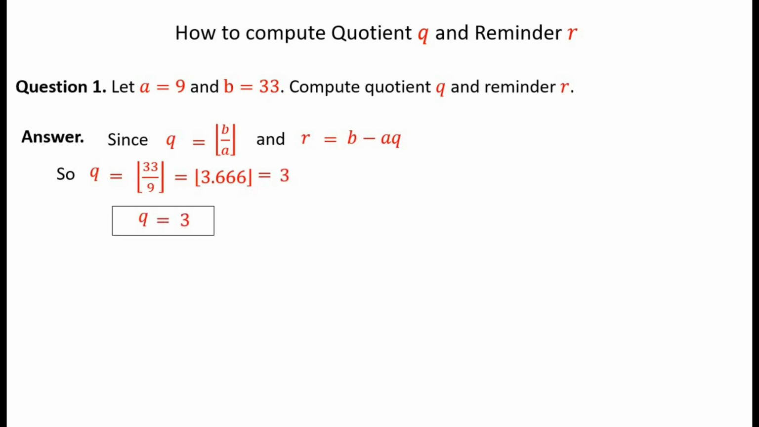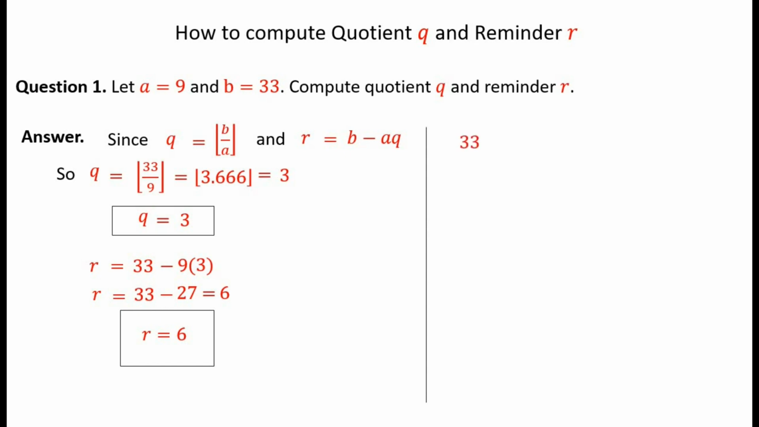So the quotient is 3. To compute the remainder, since r equal to 33 minus 9 into 3, r equal to 33 minus 27, which is equal to 6. So the remainder r is equal to 6. We can write 33 equal to 9 into 3 plus 6, where 33 is the value of b, 9 is the value of a, 3 is the quotient, and the remainder r is 6.